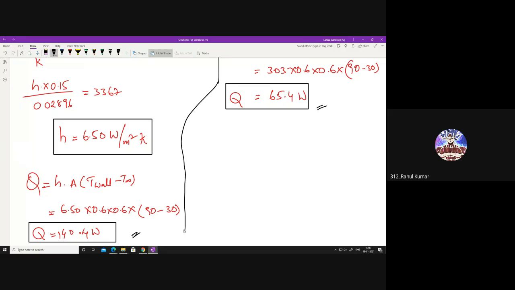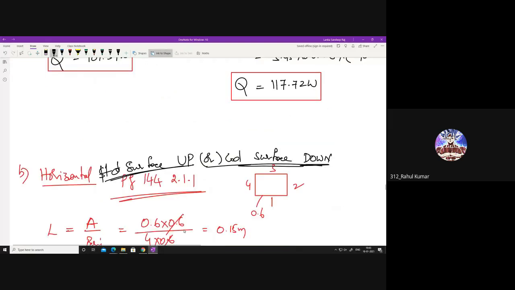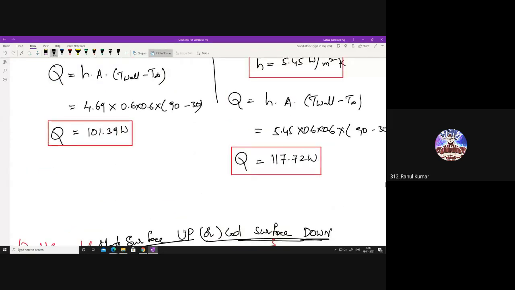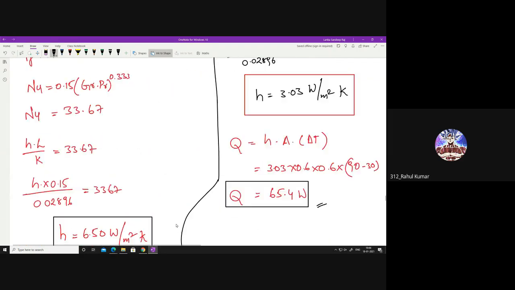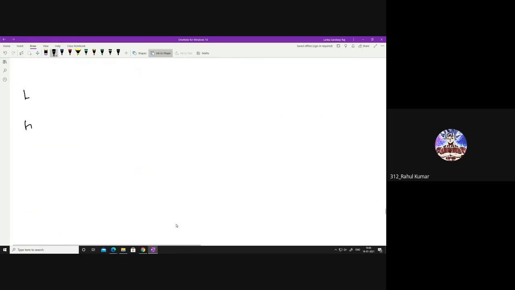Vertical case is again more. If you look at the vertical case, what is the Q value that you got? It is again 117. Okay, it is again greater than your 60. It's almost double your 60. So among these three cases, the best case is your horizontally downward case, which will actually result in less heat transfer. Right?